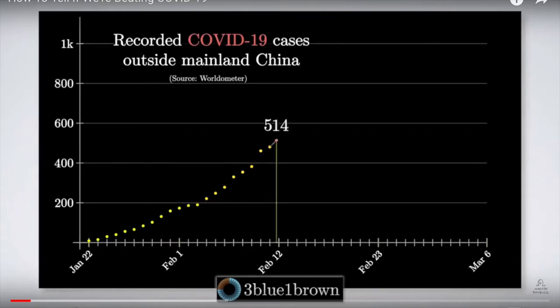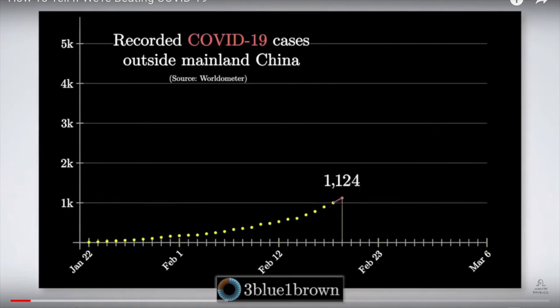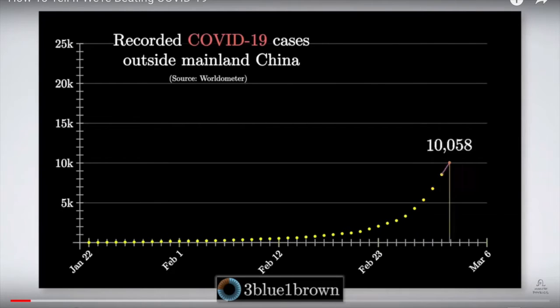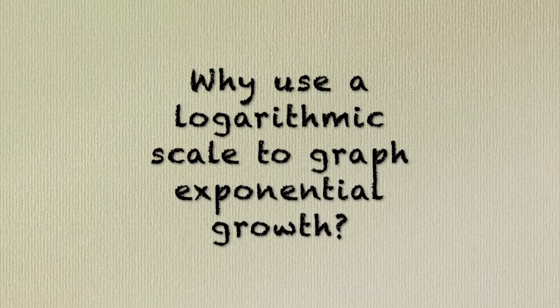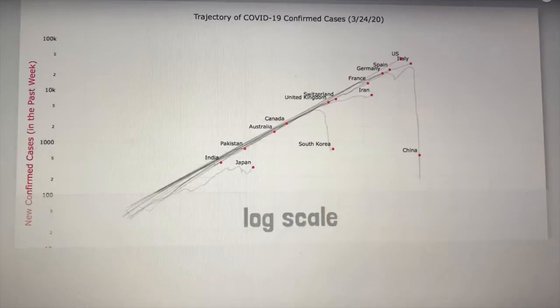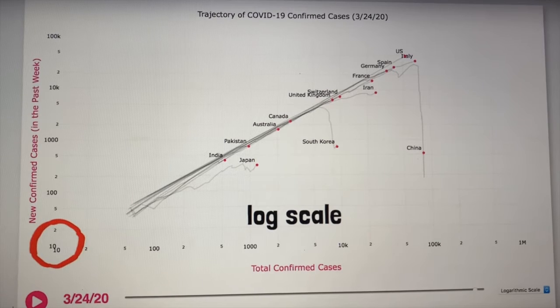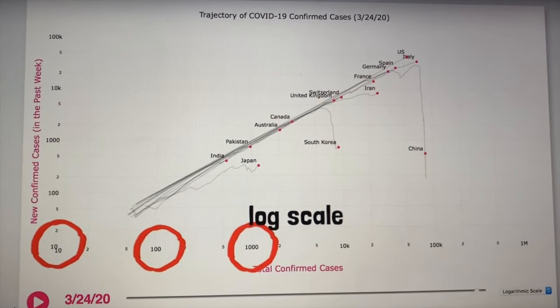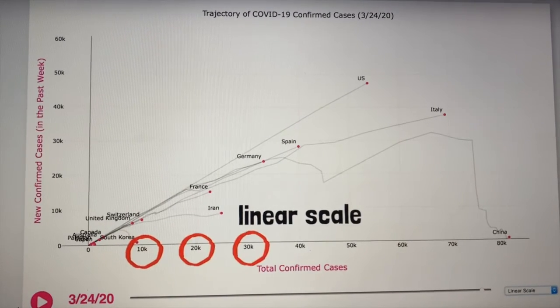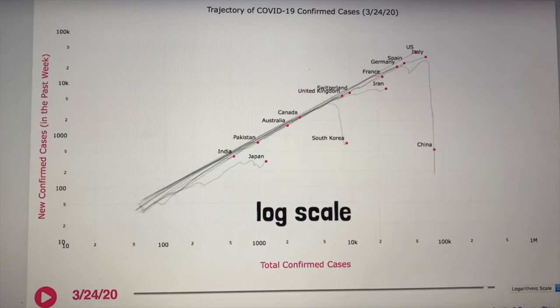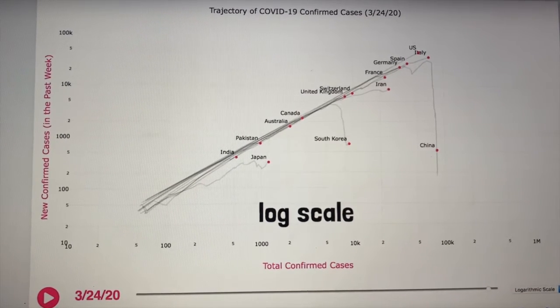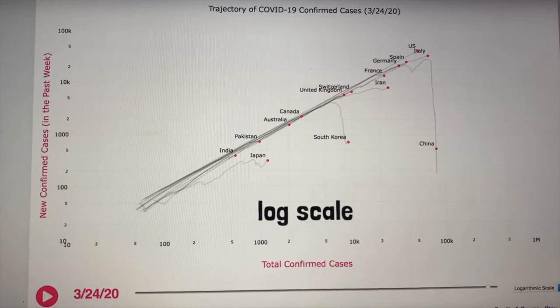That epidemics tend to grow exponentially at first, and also that exponential growth is really hard for our human brains to understand because of just how crazily fast it is. Note that the tick marks grow by multiples of 10, so 10, 100, 1,000, rather than 10, 20, 30. This scales up small numbers and scales down large numbers, making the growth equally apparent on all scales, and lets us compare the growth in countries with very different numbers of cases.